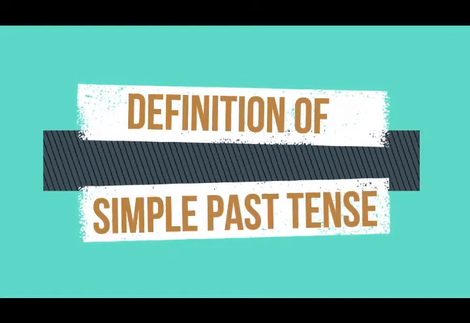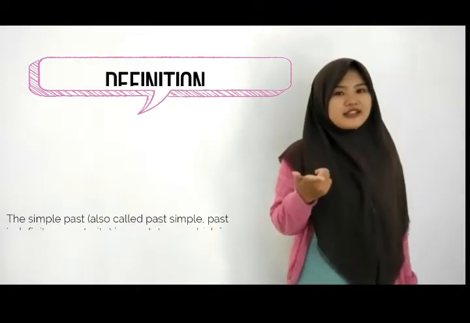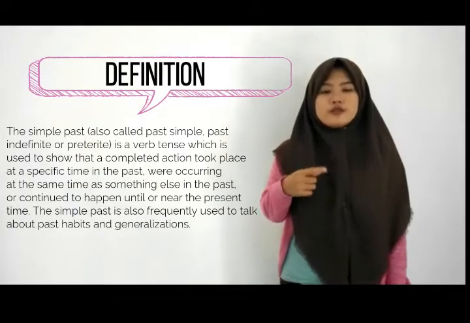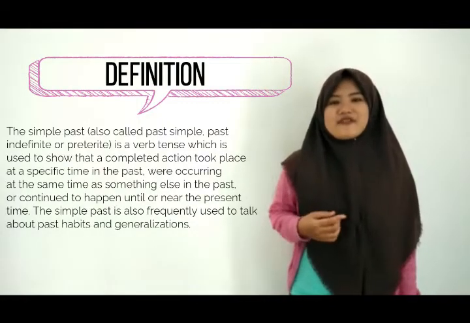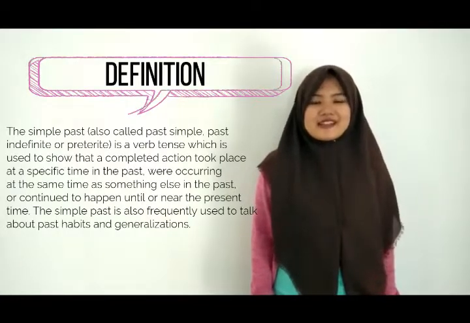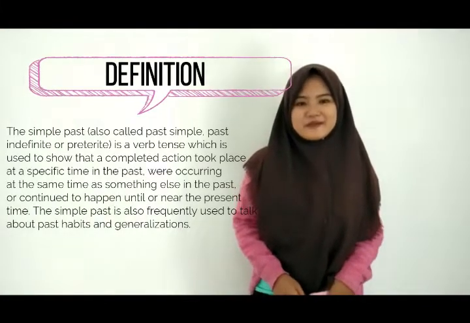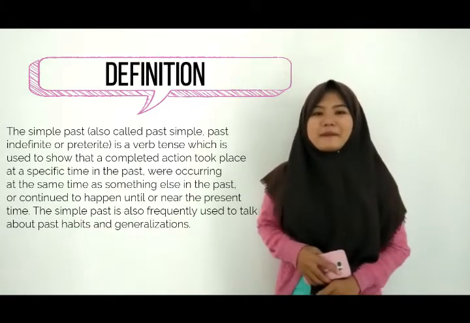Of simple past tense. The simple past, also called past simple, past indefinite, or preterite, is a verb tense which is used to show that a completed action took place at a specific time in the past, was occurring at the same time as something else in the past, or continues to happen until or near the present time. The simple past is also frequently used to talk about past habits and generalizations.